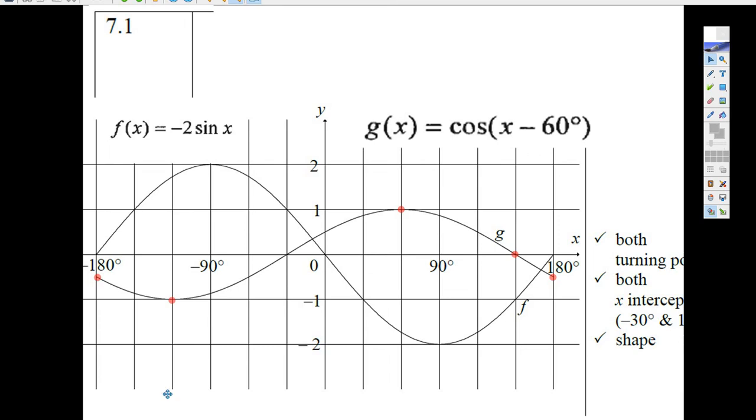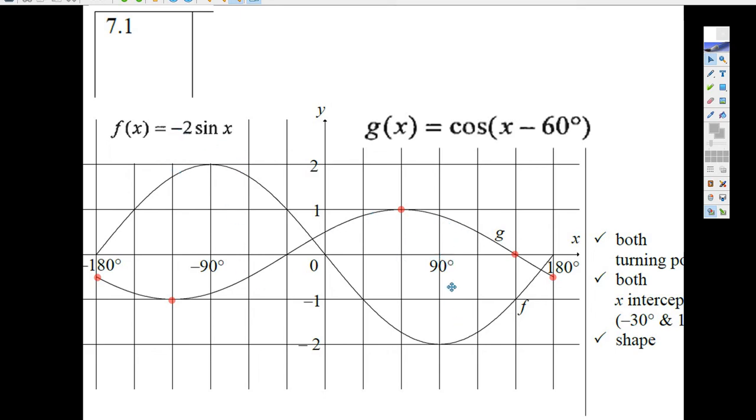Okay, this is the trig graph question, and they give you a graph in 7.1. They tell you that f of x is minus 2 sine x. And between minus 180 degrees and 180 degrees, they tell you that this graph has been graphed, and there it is. It should make sense because look at the amplitude. The height of the wave is 2, and instead of going up, it goes down because it's minus 2.